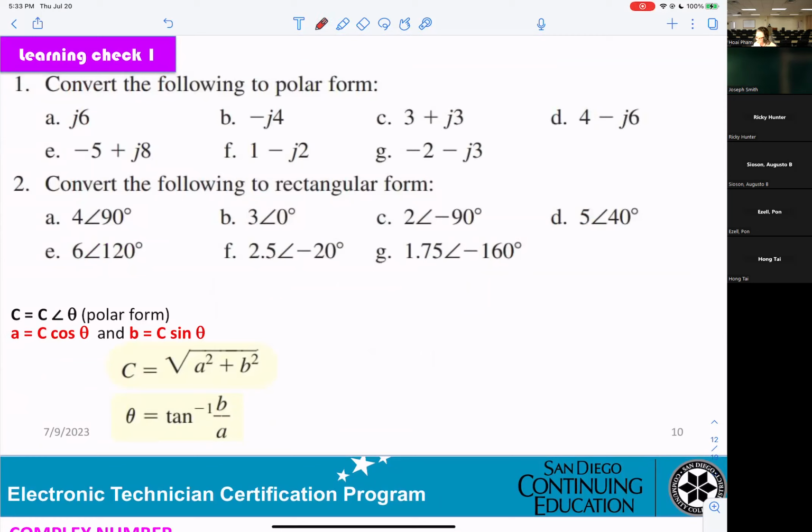E, 9.43, angle negative 57.99. I get 122. Oh yes, it's 180 minus 57.99, which is 122.01.